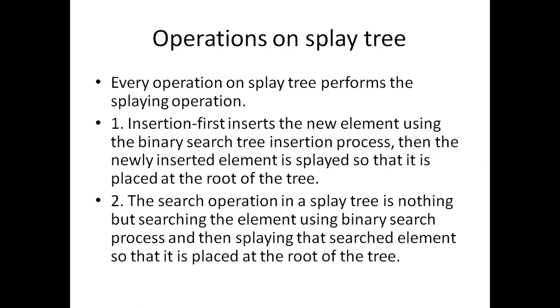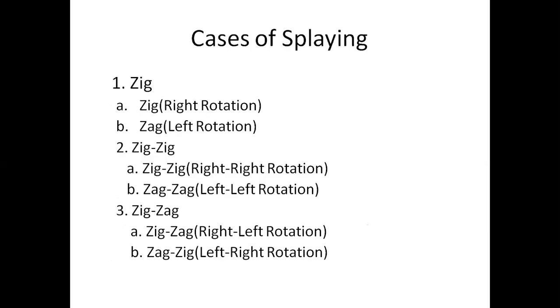Second operation, suppose we consider the case of a search operation. The search operation in a splay tree is nothing but searching the element using the binary search process and then splaying that searched element so that it is placed at the root of the tree. To perform this splaying, we have to consider different cases of splaying. Here we consider three main cases.